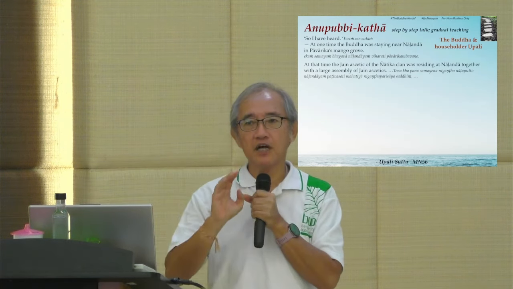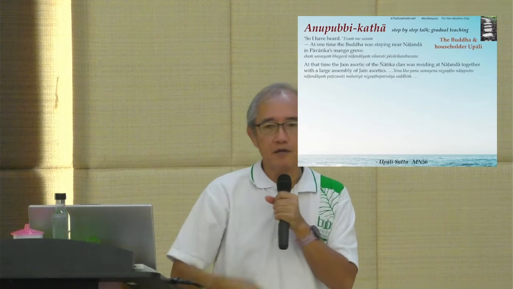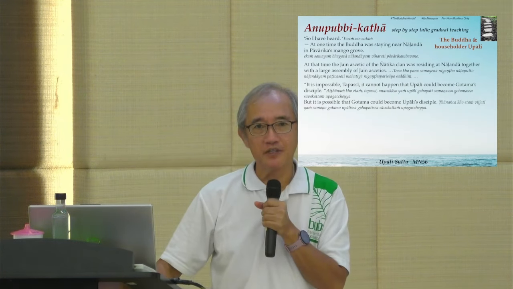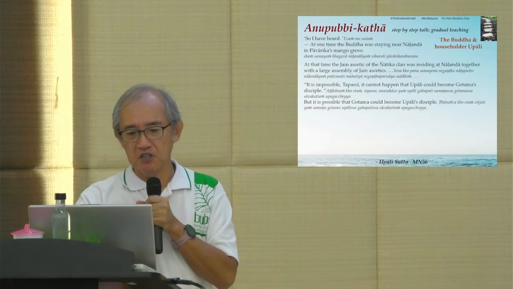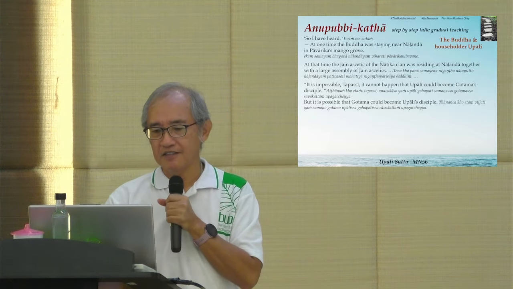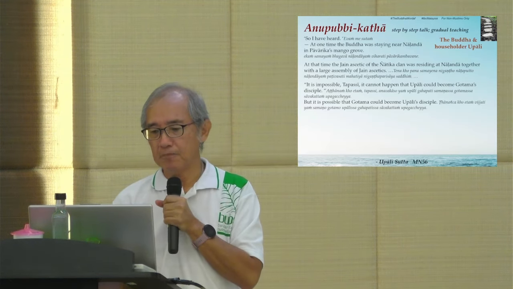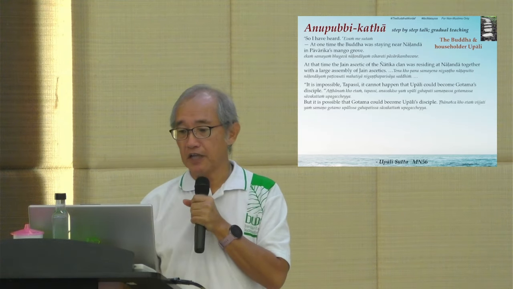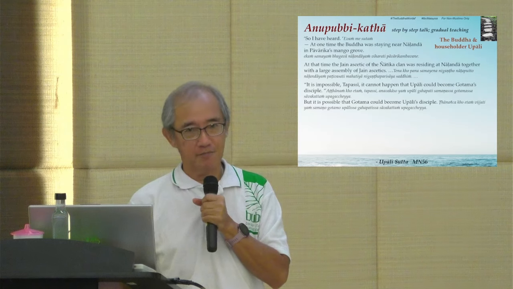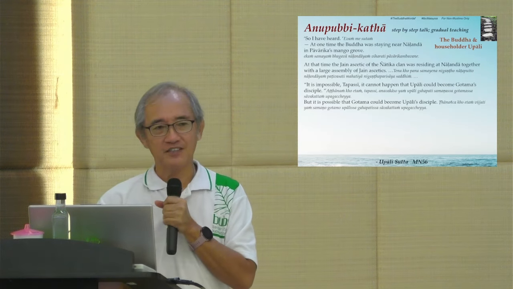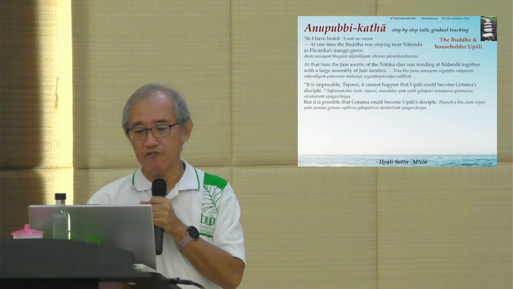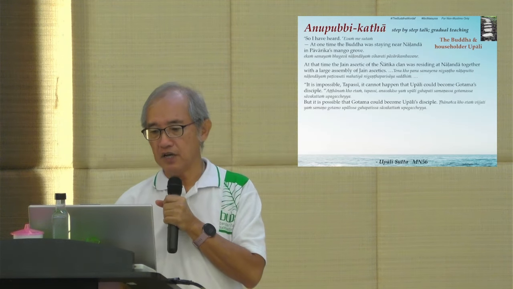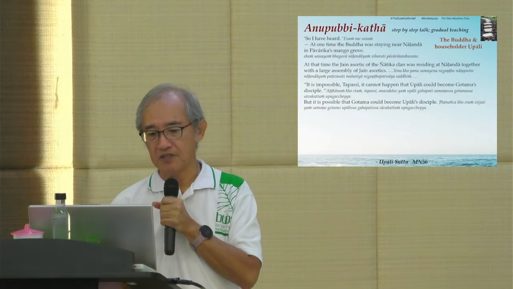Because Nigantha Nataputta had great confidence in this lay disciple called Upali to go and talk to the Buddha and convert the Buddha to become a Jain follower. So he says, impossible. It cannot happen. This is the teacher saying. It cannot happen that Upali could become Gautama's disciple. But it is possible that Gautama could become Upali's disciple. So Nigantha Nataputta had great confidence in this lay disciple. Go, householder, refute the ascetic Gautama's doctrine on this point, and so on.